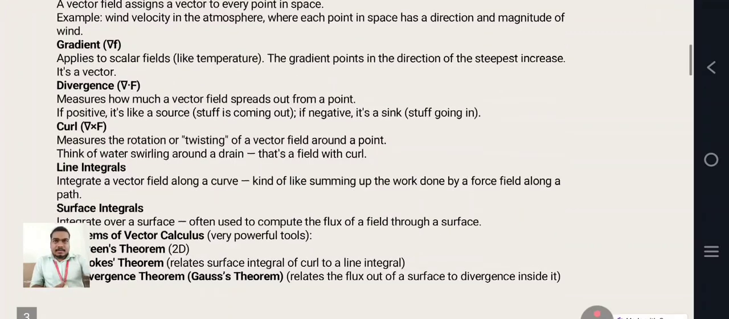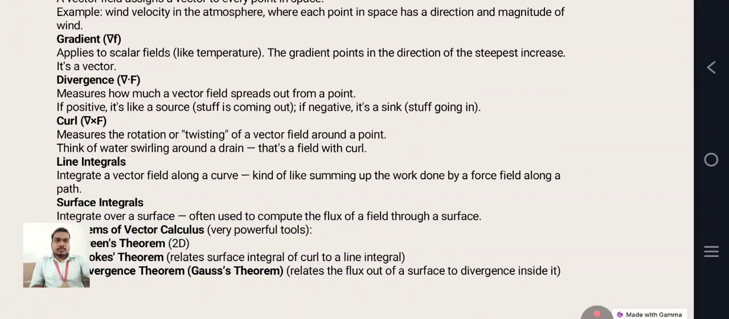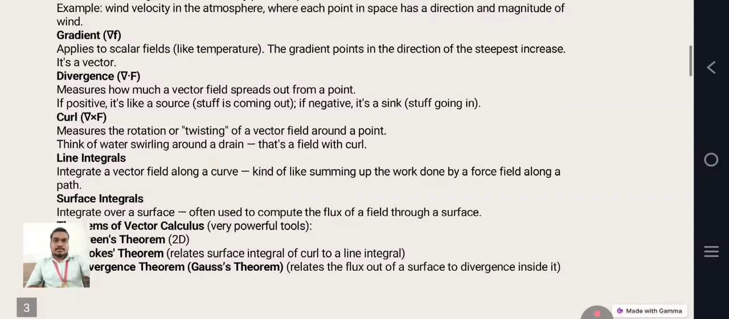The gradient is denoted as del f. It applies to scalar fields like temperature. The gradient points in the direction of the steepest increase. It's a vector. Next we will see the divergence, del dot f, and the curl. These are the key points of vector calculus.